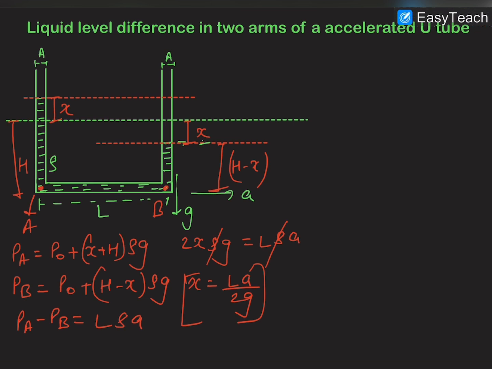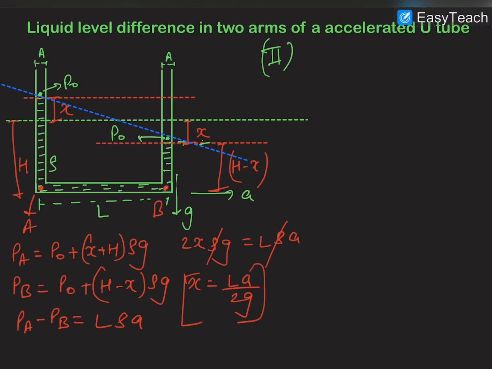And let us also solve this question by a second method, which is comparatively easier. If we see the pressure at this point, it would be P naught, and the pressure at this point will also be P naught. So we can say that these 2 points lie on an equipressure line, and this line contains both of these points.